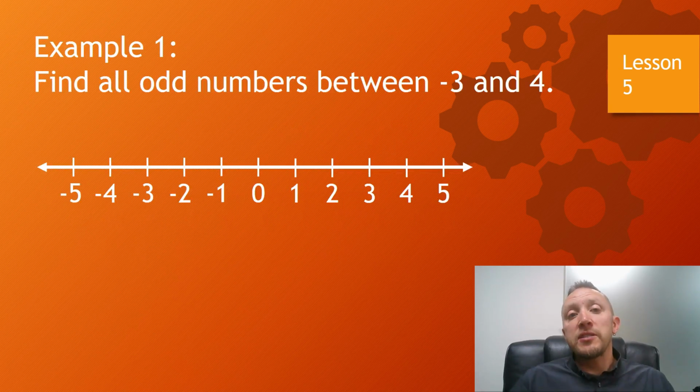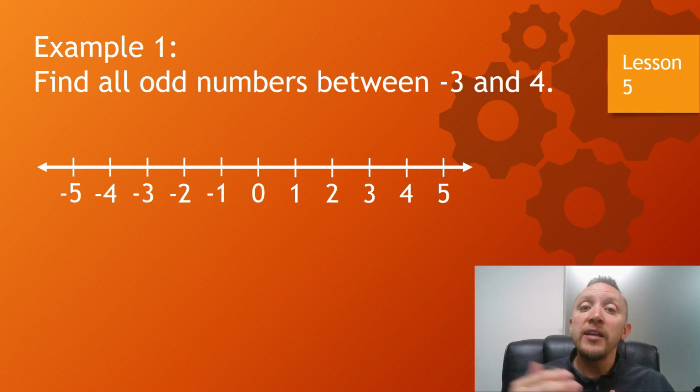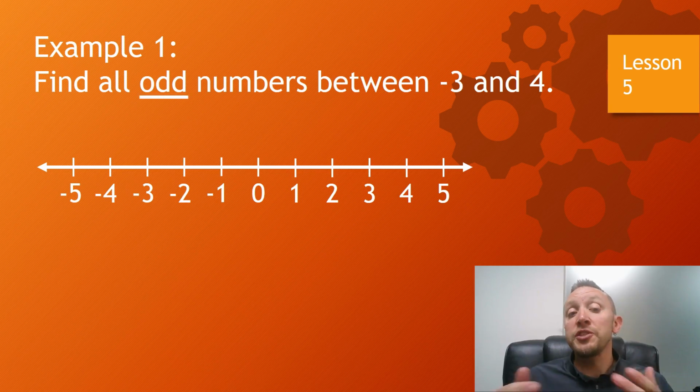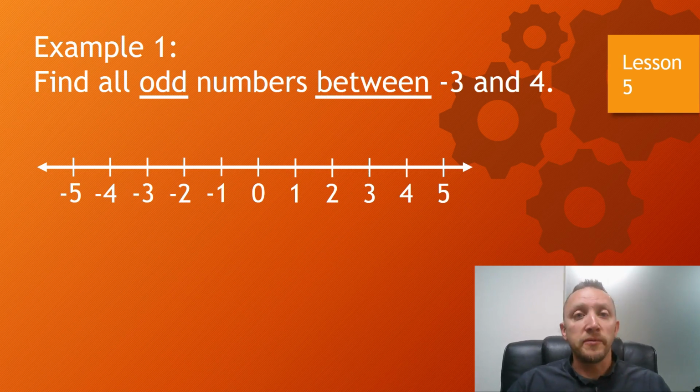But sometimes we're going to see things like this, where we're going to have to decipher from a sentence what values we're going to be using on the number line. So this is saying find all odd numbers between -3 and 4. Now there's a couple of key words there, the first of which is odd. Odd numbers would be like 1, 3, 5, 7, 9, 11, and so on. Or it could be the negative of those values, -1, -3, -5, and so on in the negative direction. Then we also have this word between. That word between is really, really important.